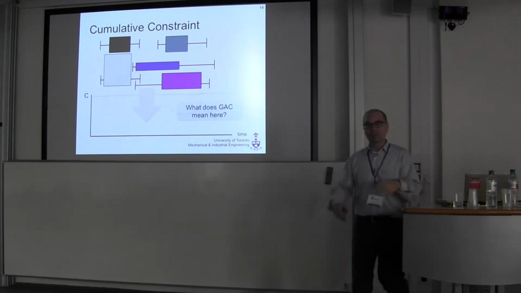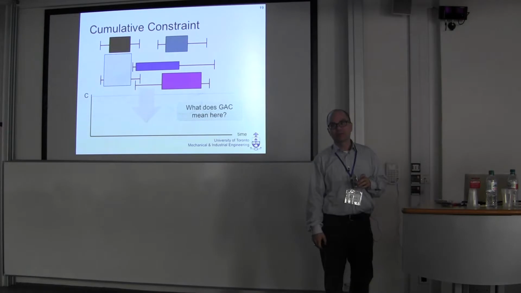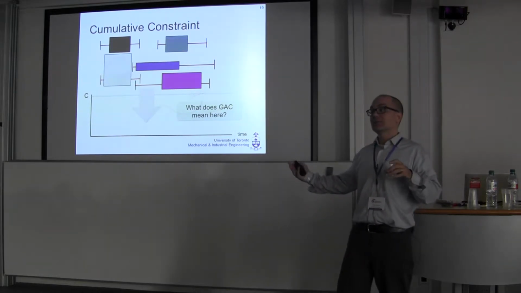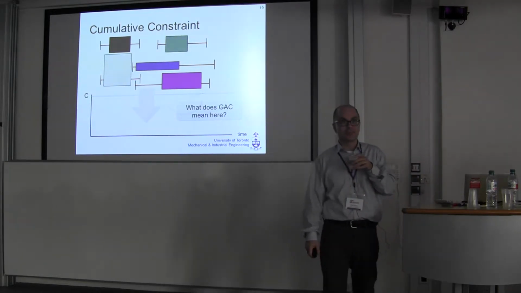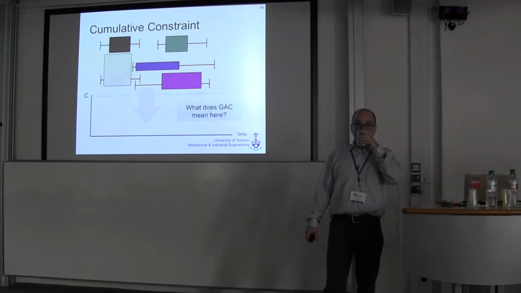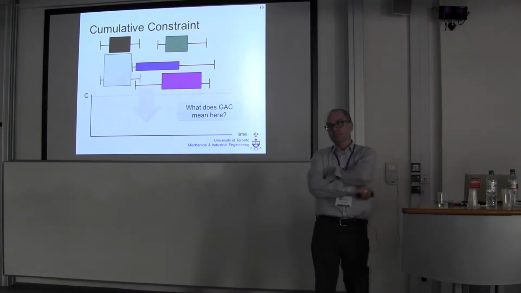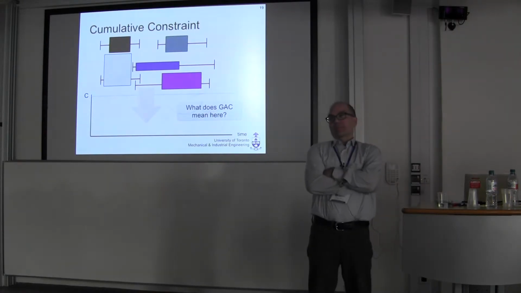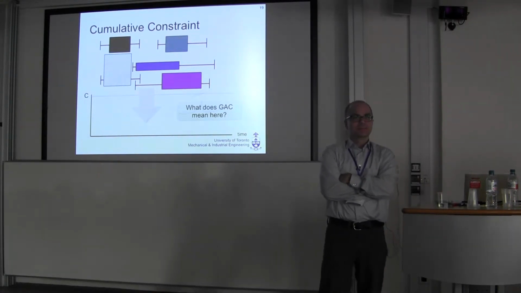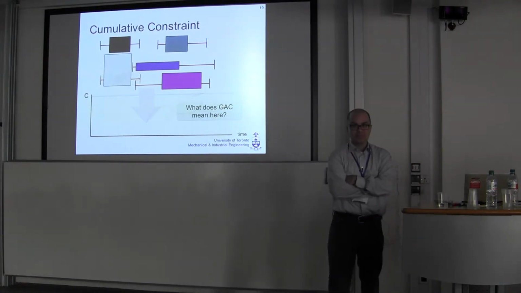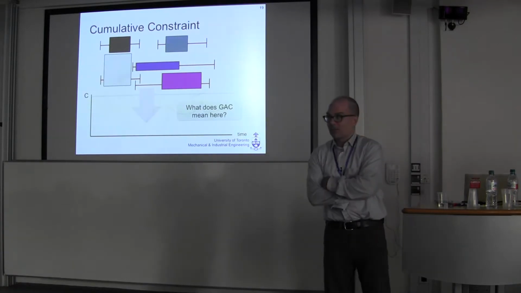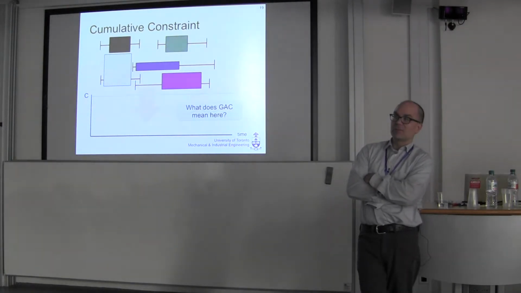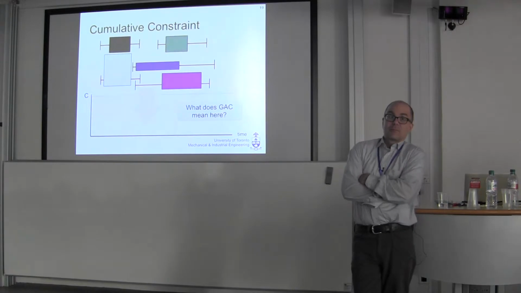Do you have any idea, given what generalized arc consistency means, what we would try to do if we were going to do inference and figure out how to pose generalized arc consistency on this cumulative constraint? How would you model this as a CP problem? Start with the variables. Somebody give me a reasonable variable. What would you represent as a variable?